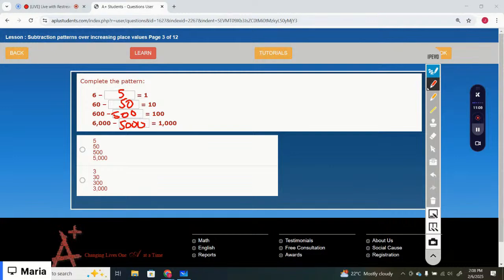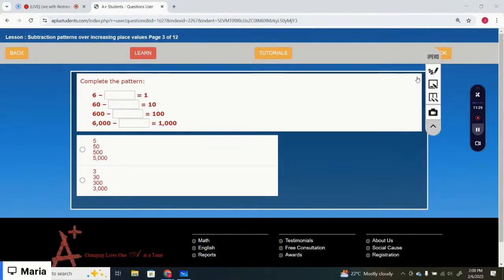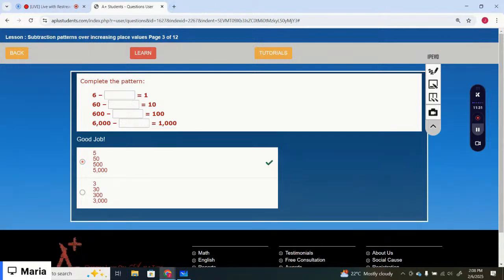That is 5, 50, 500, 5,000. Option number 1 is the correct option.